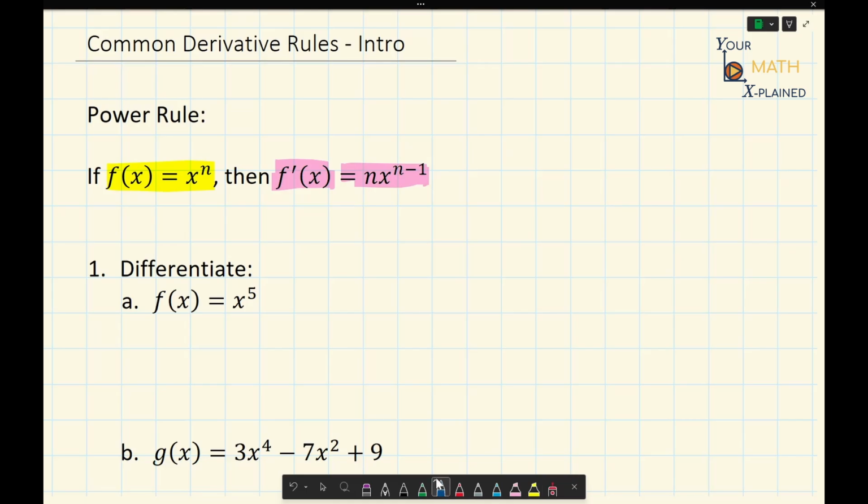Our first function is f of x is equal to x to the power of 5. To differentiate it, that's going to be f prime of x, and then the power rule tells us that we can pull the exponent down to the front, so it's now going to have a coefficient of 5. And then we will have x to the power of, and the power is now going to reduce by 1, so it's going to be 5 minus 1, which is 4. So f prime of x here is going to be 5 times x to the power of 4.